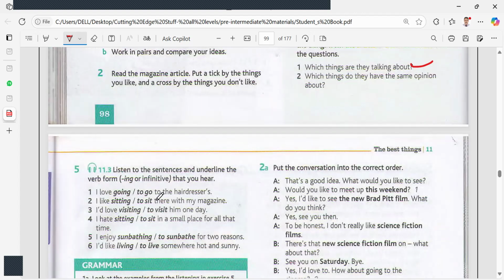Yes. So now listen to the sentences, and underline the verb form, ing or infinitive, that you hear. So listen to exercise 5. Please underline ing or infinitive. Listen.